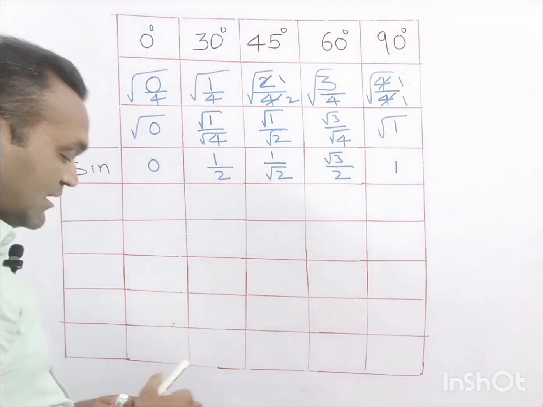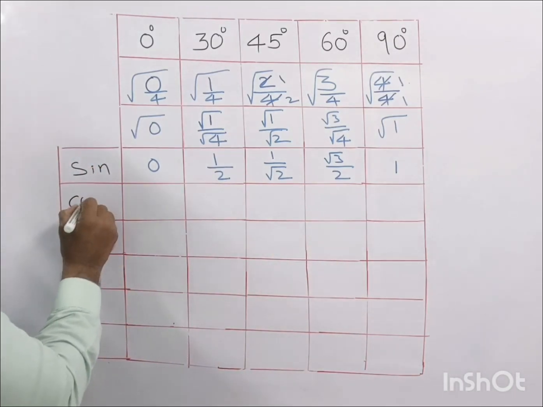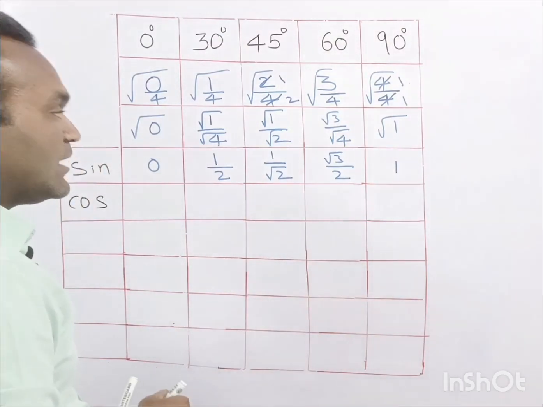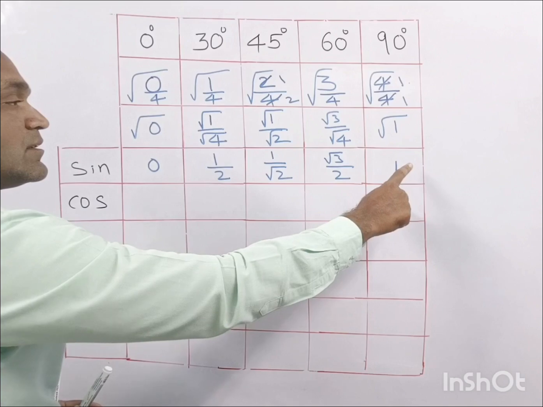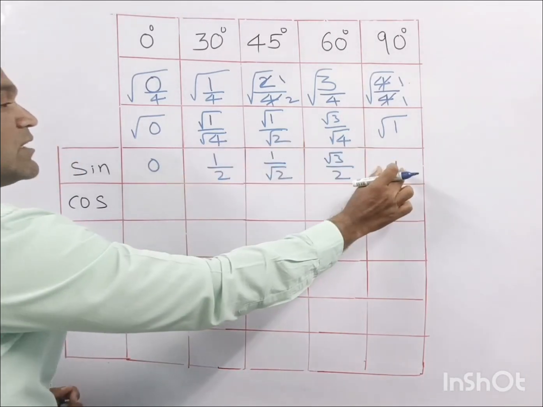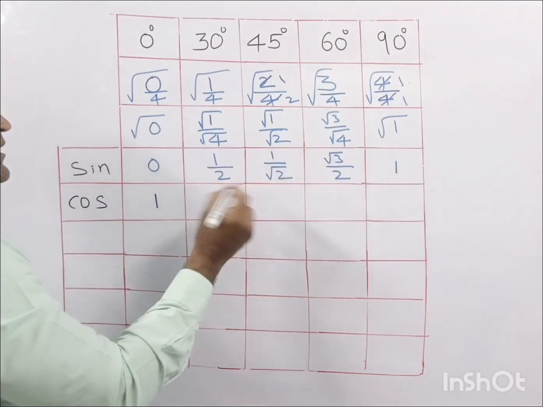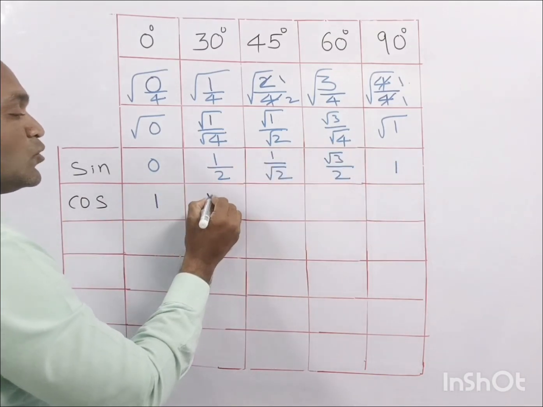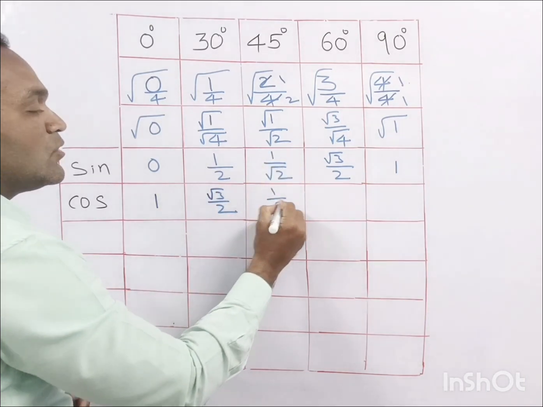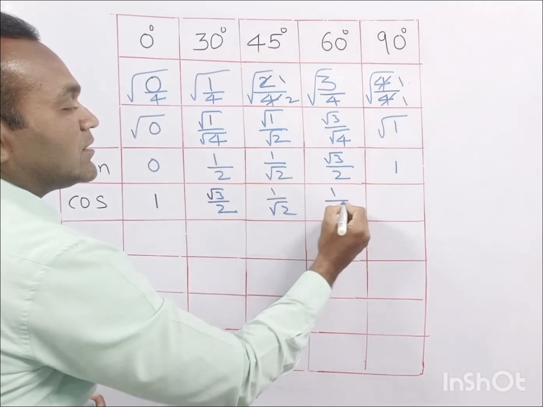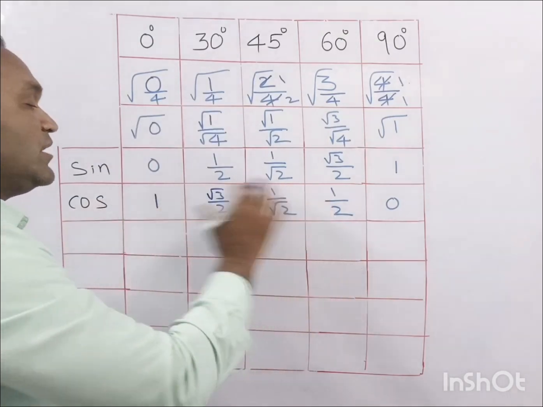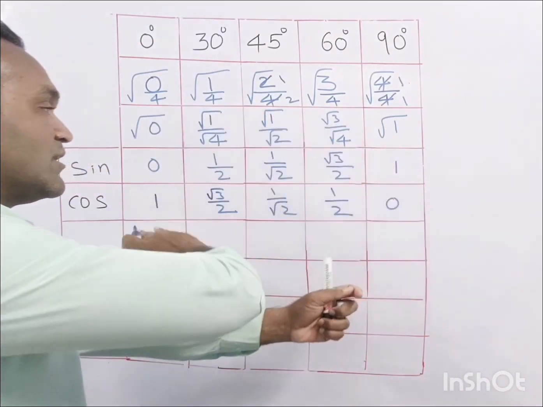Next we will see what is cos. So guys, this is very simple. What is our last number here? 1, right? So we will start with this number first. What is the last number? 1. Next is root 3 over 2. Then 1 by root 2. Next is 1 divided by 2. Next is 0. Here we have written it in the reverse direction.